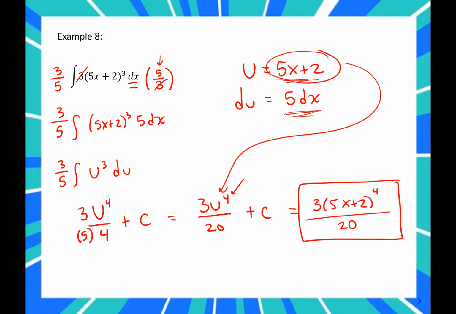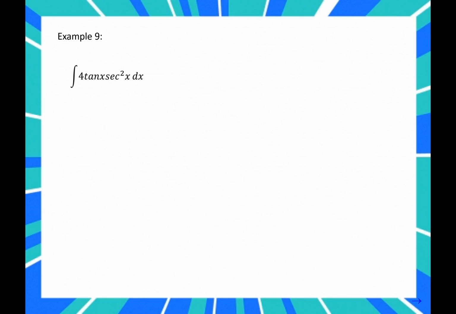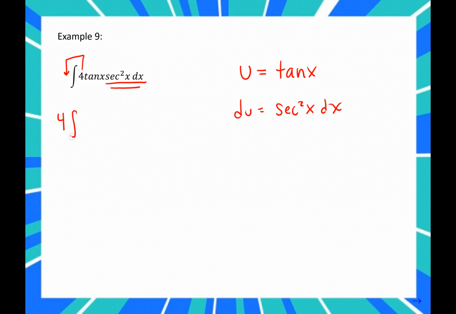All right, I want to do one more and then that's it. So this one, the thing I want you to think about is, what can I take the derivative of and get an answer right here that exists in the problem? Well, if you choose tangent of x, you will get a secant squared x dx, which is perfectly listed right here. So let's go ahead and pull out the 4. You can always pull out a constant if you want.